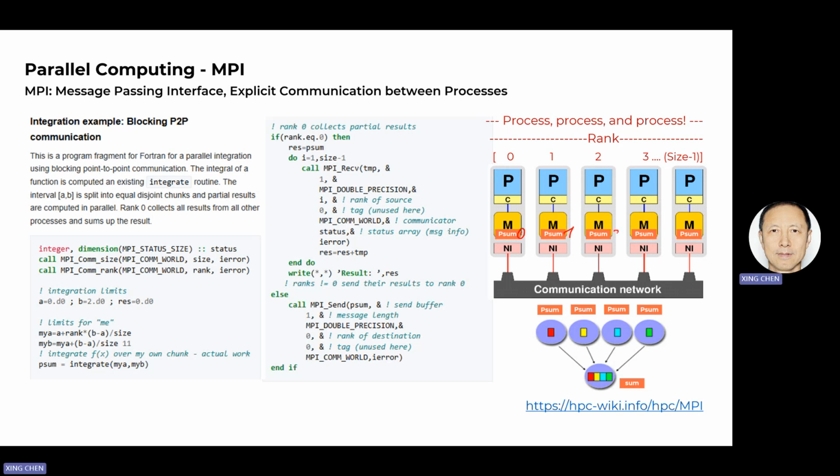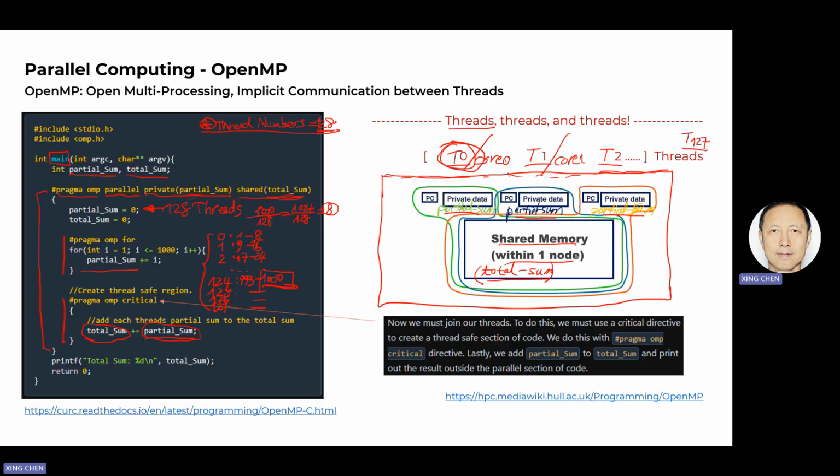Your P sum 2, etc. When you have to do the sum of all these P sums, you need to have one process receive the P sums from the others and do the accumulation. This is for MPI processes. And here for OpenMP it is different.